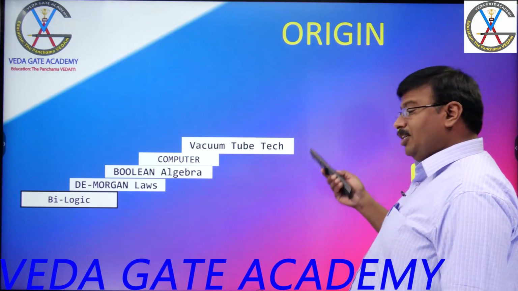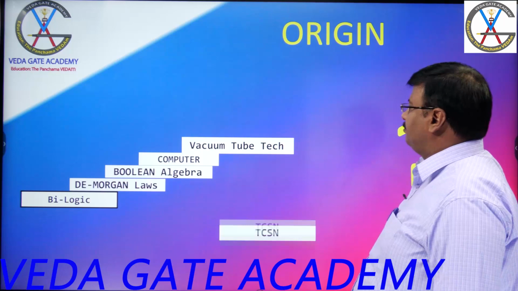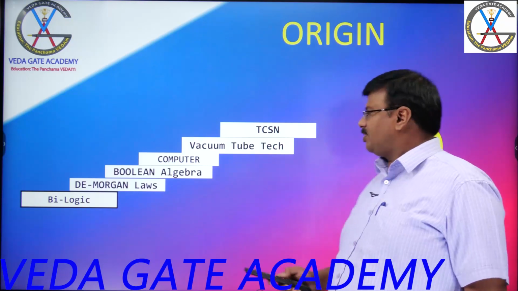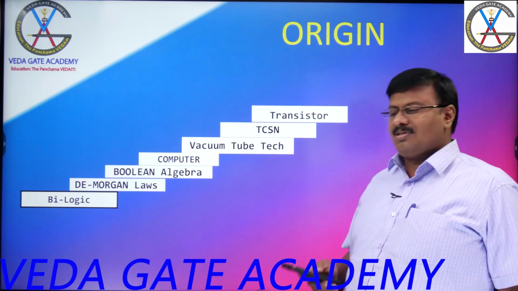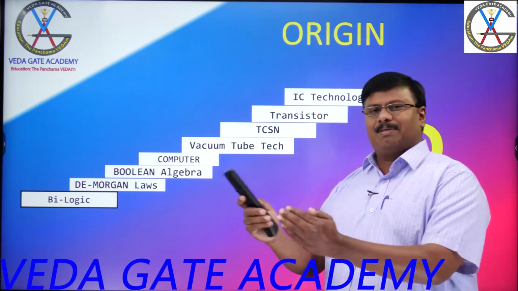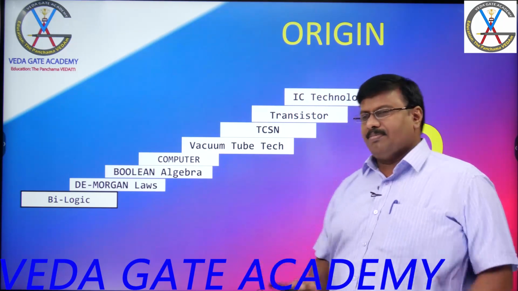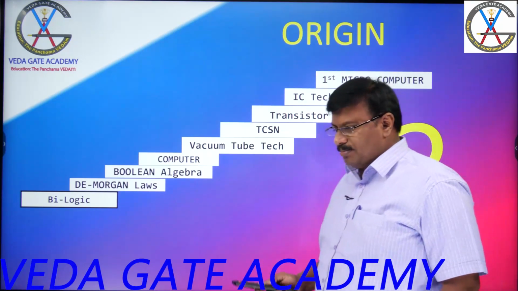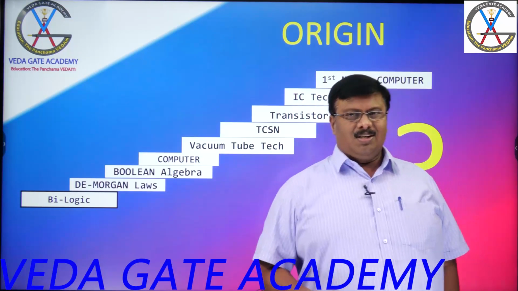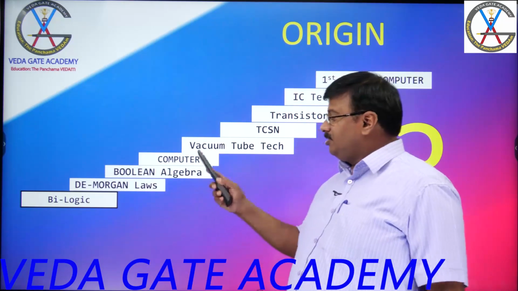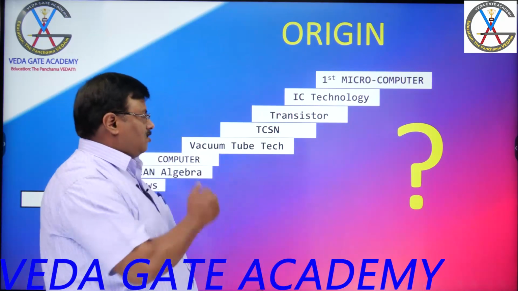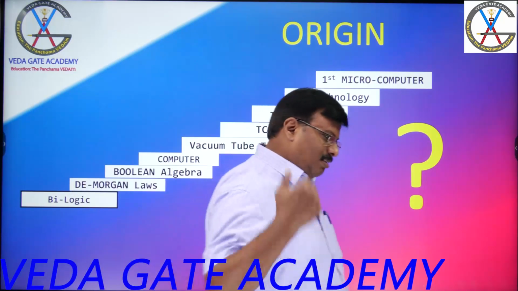And then vacuum tube technology, which later came into the picture. And then the telecommunication switching network, the computer technology applied to a telecommunication switching network. And then transistor evolution, the transistor invention, you can say. And then IC technology, when it came to be packed into the integrated chip. And then goes the first microcomputer. All this evolved to become the first microcomputer. So, in the origin of the subject digital logic design, who are involved? Bi-logic, De Morgan laws, Boolean algebra, computer, vacuum tube technology, transistor, telecommunication switching network, IC technology and then microcomputer.